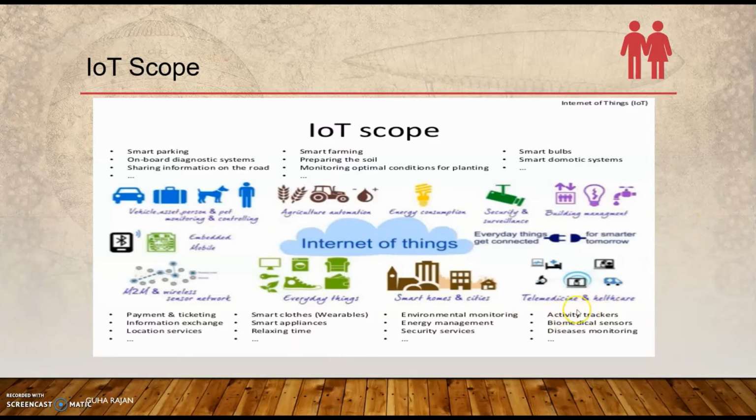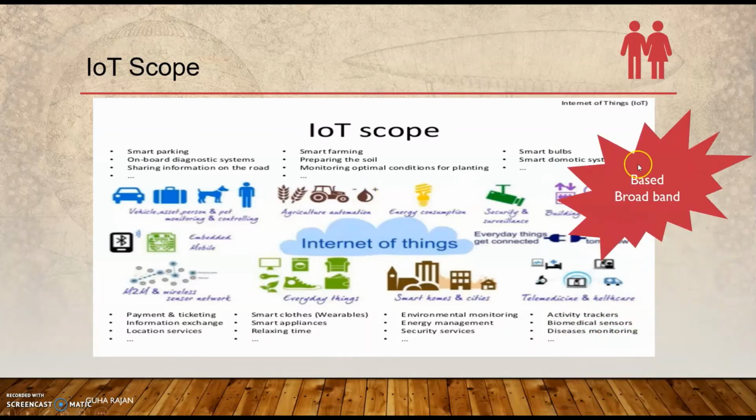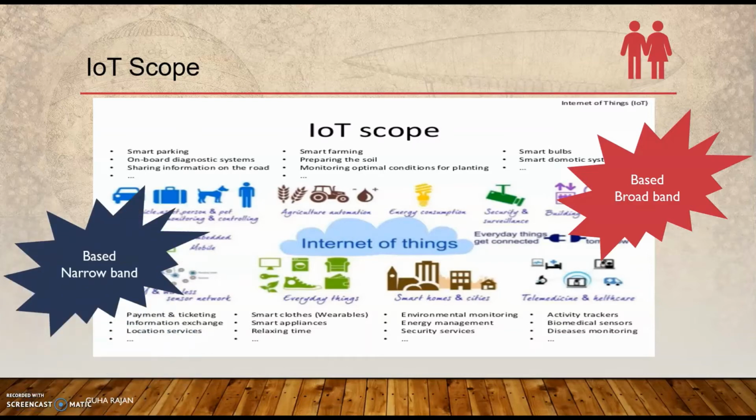So some of the cases, like telemedicine, will have internet connectivity, because it is in the center of the city, maybe smart parking, or maybe it is the hospital, so you can always use broadband over there. These could be broadband based, but sometimes it could be at a remote location, so in that case you might not have a broadband facility.